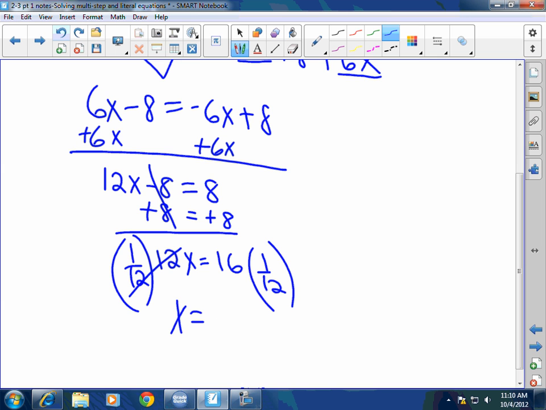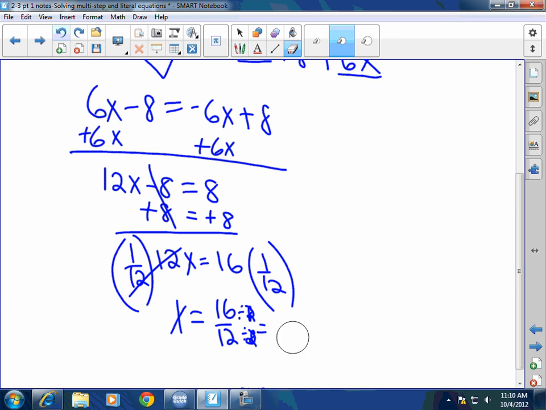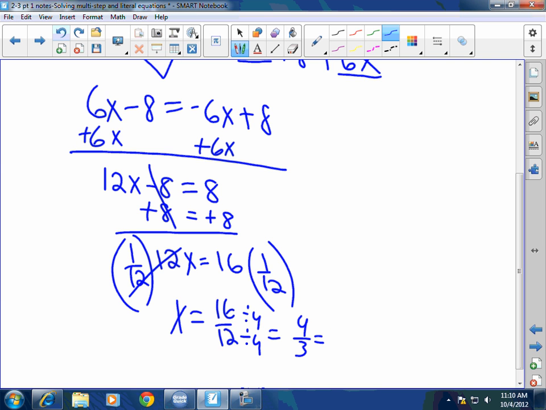So x equals 16 over 12. I'm going to go ahead and reduce, which a lot of you guys forget to do all the time. And actually, you divide by 2. So that'd be 8 over 6. Actually, yeah. Why didn't I go by 4? Much easier. Thank you. And that's going to be 4/3, which is 1 1/3.